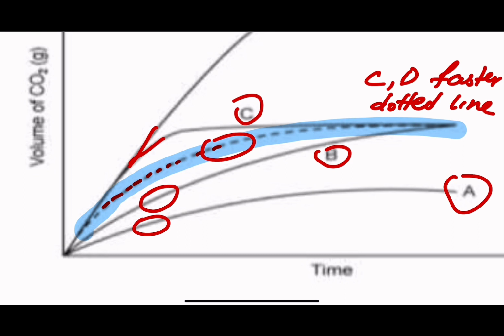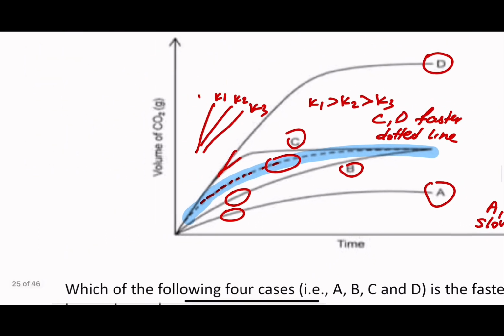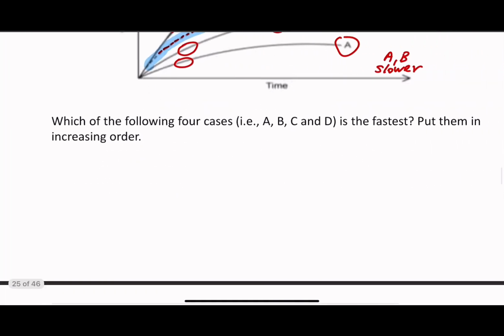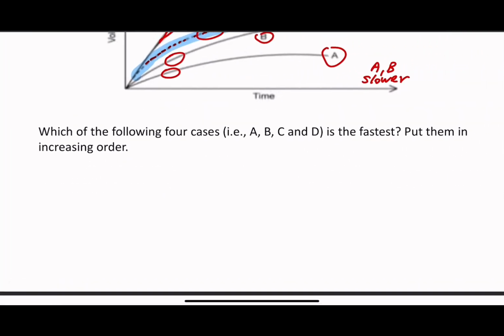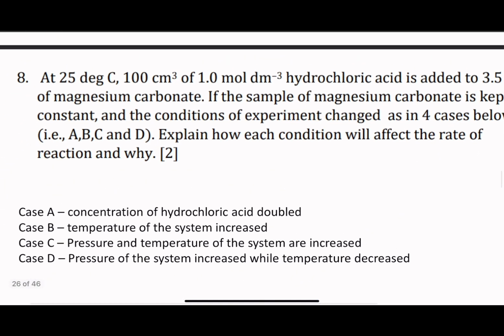You need to recognize this, okay? Higher slope, so this one K1, K2, K3. So K1 is faster than K2 and K3, like this, if this is your graph. Okay, so in here, put them in increasing order, so you can put that in increasing order yourself.